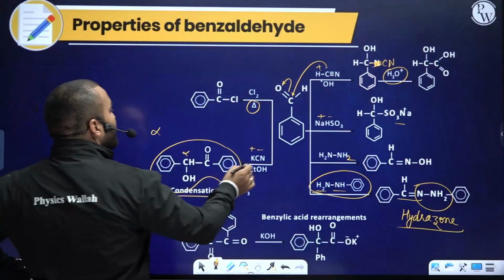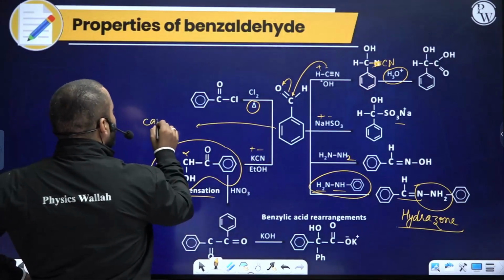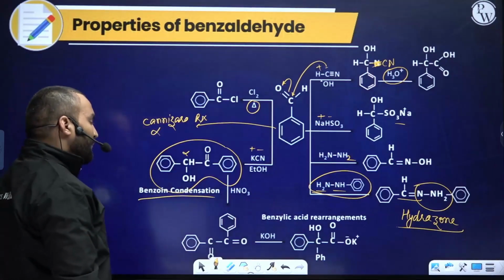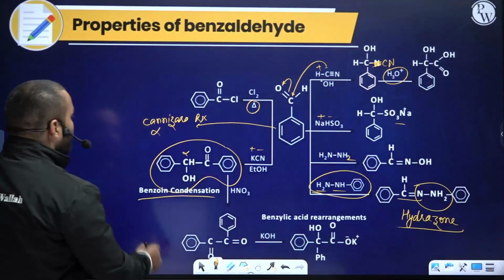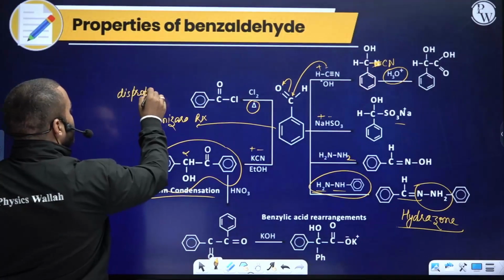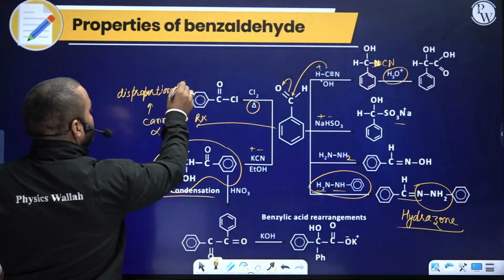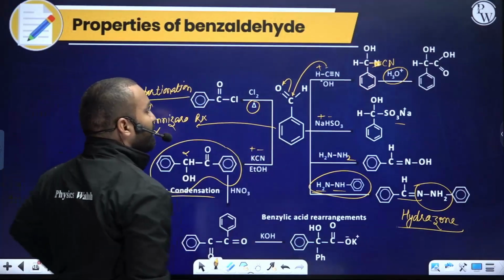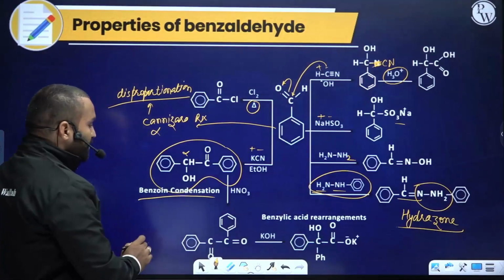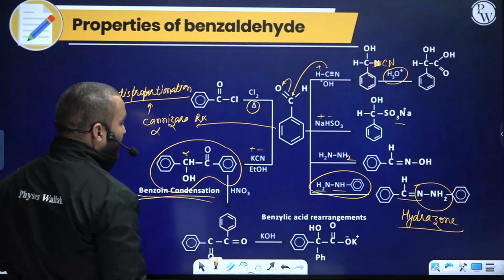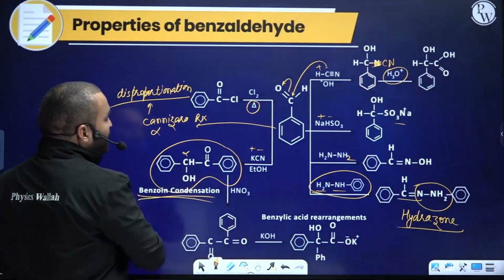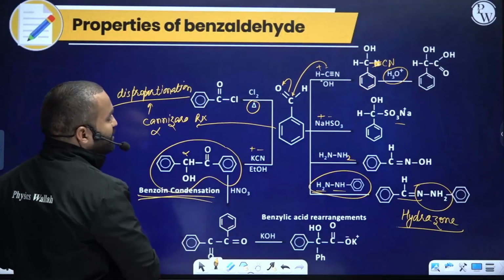can also undergo the Cannizzaro reaction. There are no alpha hydrogens present. The Cannizzaro reaction is a disproportionation reaction of the same molecule. So the benzaldehyde will be oxidized to benzoic acid, and benzaldehyde will also be reduced to benzyl alcohol. This is the Cannizzaro reaction, versus benzoin condensation. Since it's a condensation reaction, one of the C double bond O becomes an alcohol, the other remains C double bond O, and a condensation reaction happens between the two.